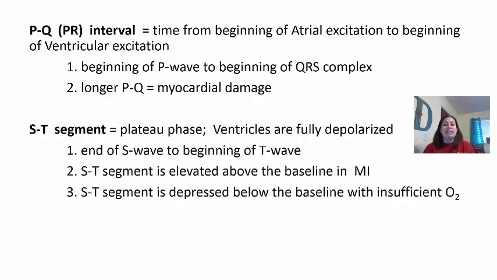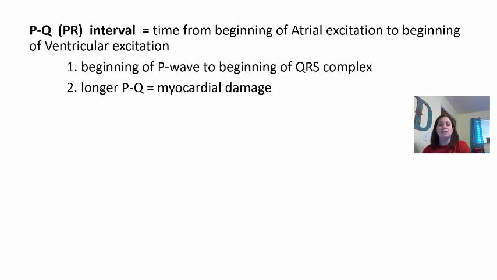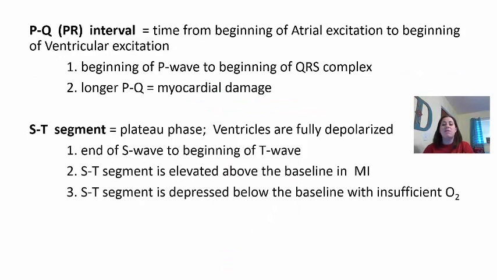If we look at the ST segment, this is what we call the plateau phase. This is when the ventricles are fully depolarized, the end of the S wave to the beginning of the T wave. This segment, if it's elevated above the baseline, because if you look in the picture over here, you have the baseline that's causing it to be at the base. If this is elevated above the baseline, that could be potential myocardial infarction. The ST segment, if it's depressed below the baseline, it's telling you that there's insufficient oxygen going to the heart itself.